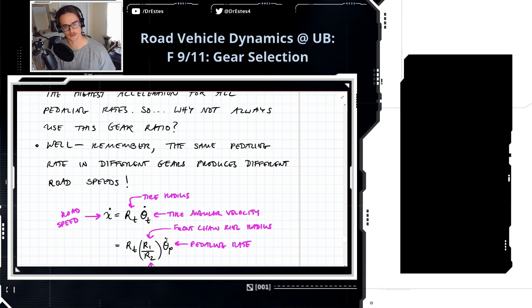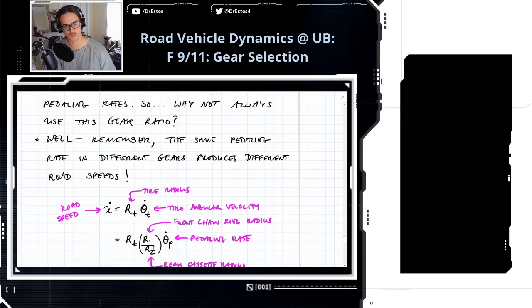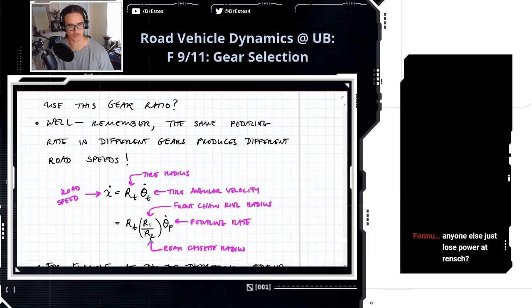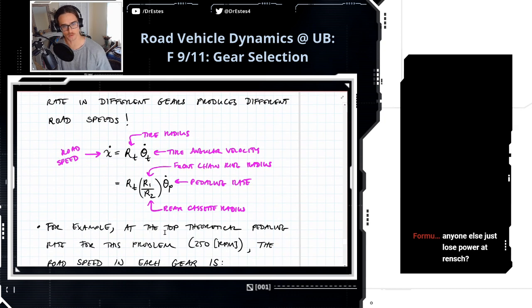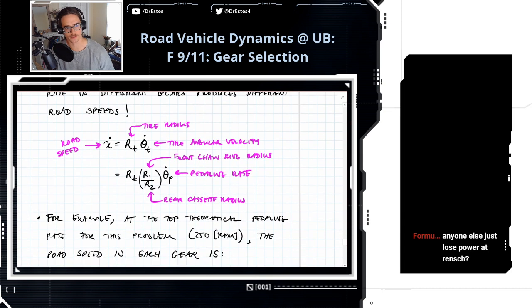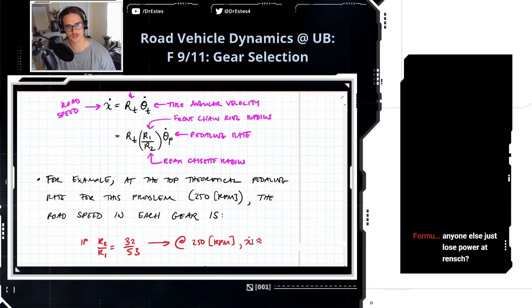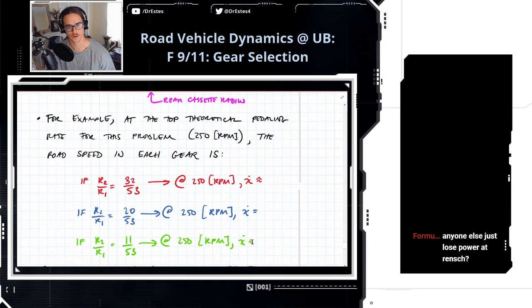So you're pedaling at this rate. You multiply that pedaling rate by this gear ratio, or I guess this is 1 over the gear ratio, and that'll be your road speed. So let me break this down a little bit more for you. For example, at the top theoretical pedaling rate for this problem, which is 250 RPM, the road speed in each gear is going to be very different.